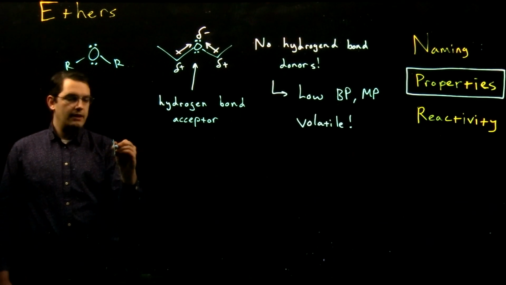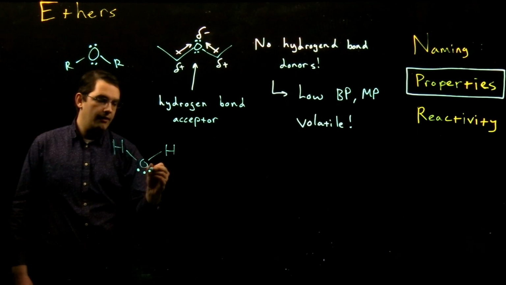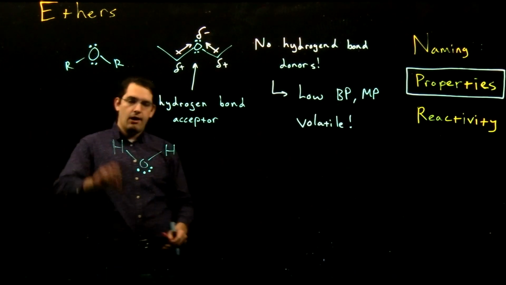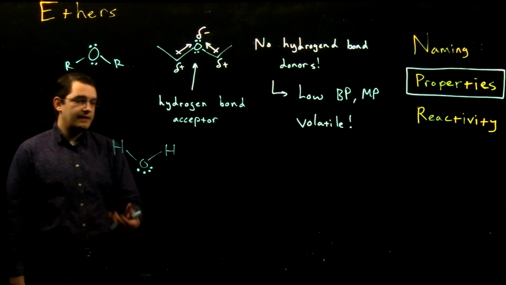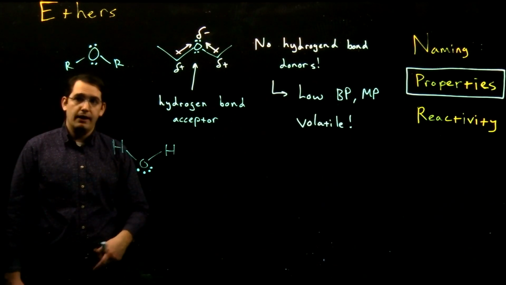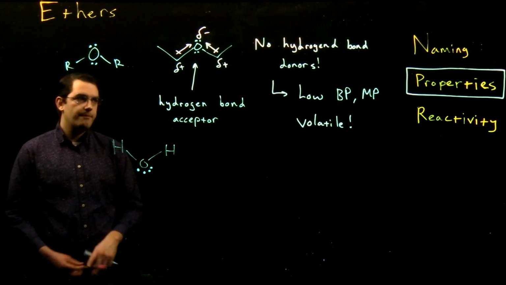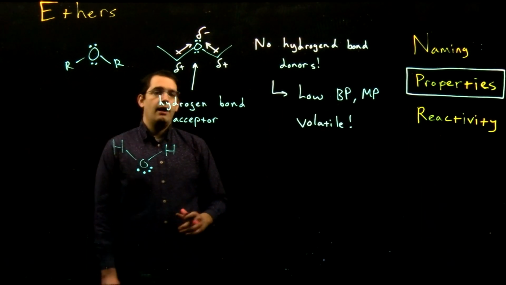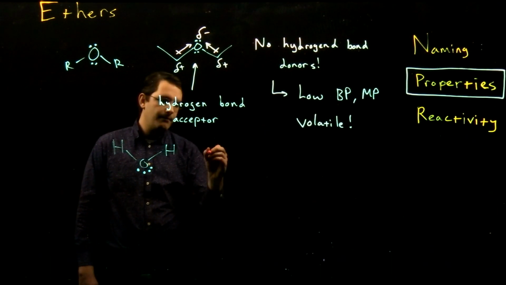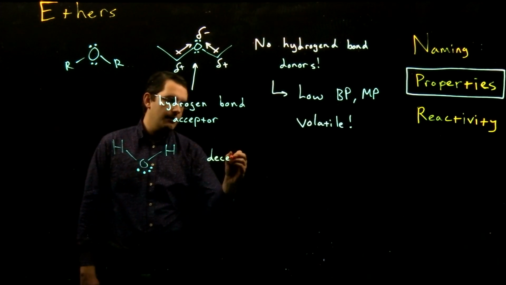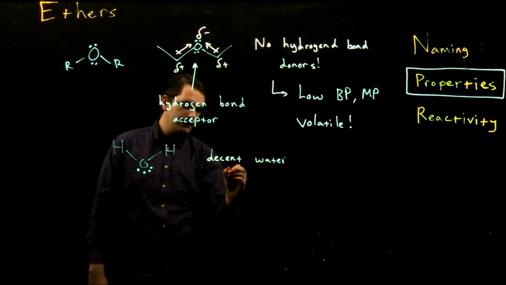So water, of course, is one of our greatest hydrogen bonding solvents. We have our oxygen, our two hydrogens that act as two hydrogen bond donors, while our oxygen itself can act as two hydrogen bond acceptors. The water loves to make hydrogen bonds with other water molecules or with other molecules that we're trying to dissolve in water. So since our ether can accept hydrogen bonds, it's actually relatively water soluble. So we have decent water solubility, even though we don't have any hydrogen bond donors.